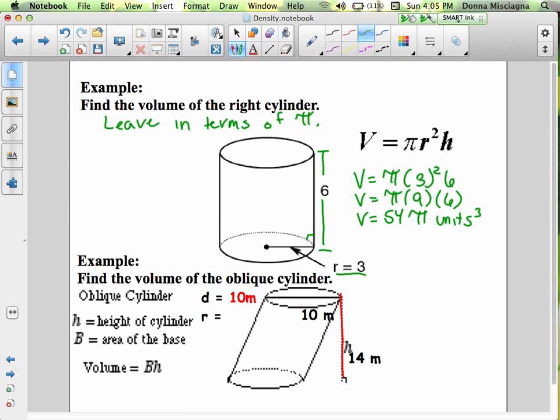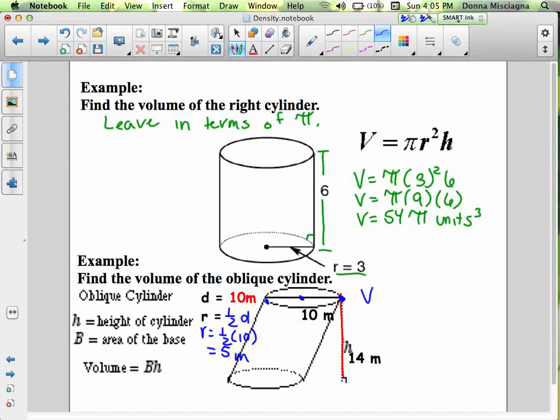All right, so now let's find the volume of the oblique cylinder. We're given the diameter. So the diameter goes from one side through the center, I can't seem to outline it, but one side through the center to the other side. If we want to find the volume, we're going to have to find the radius because we can't use diameter. Well, the radius is just half the diameter. So radius is half of 10, which is 5 meters.